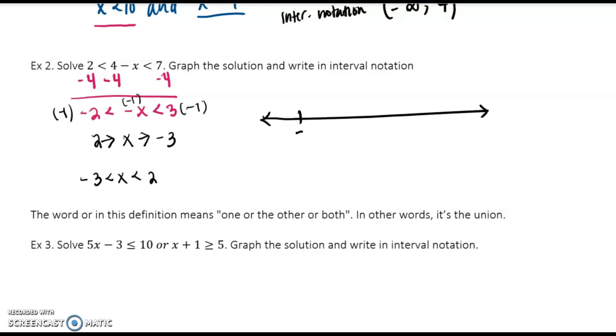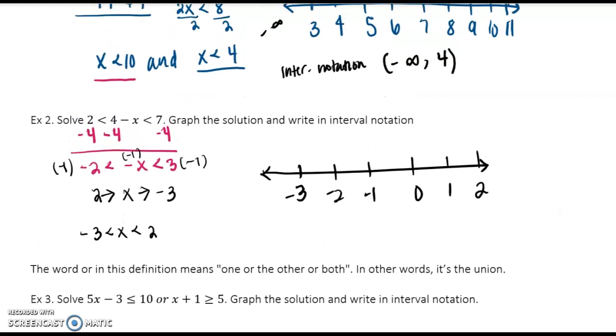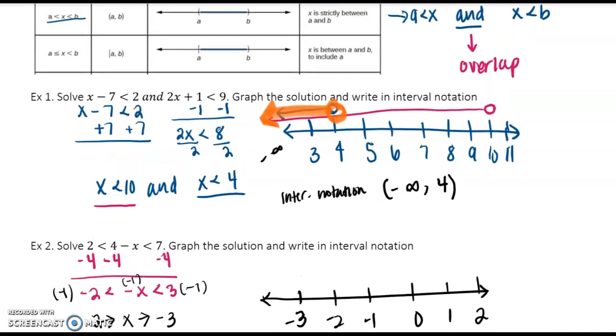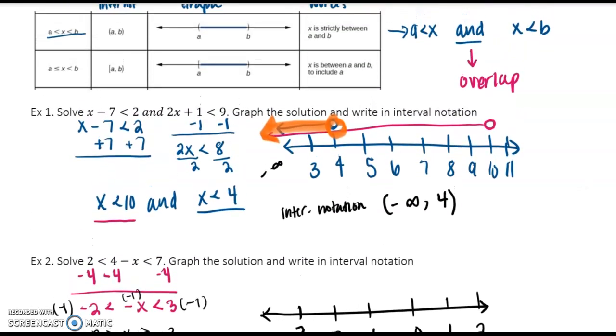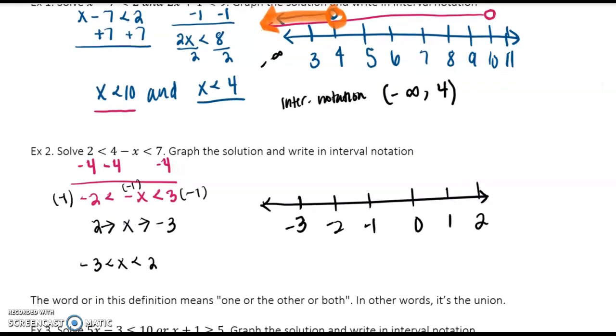So we need from -3 all the way up to 2. And then here we could actually go back up to our chart here. And since it actually was this sandwich style, we could just go ahead and graph in between those two numbers.